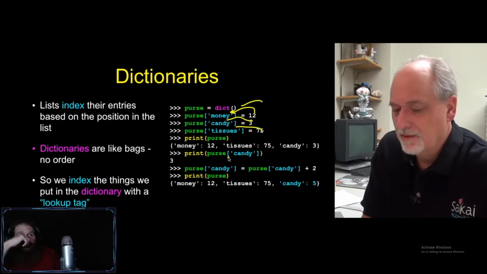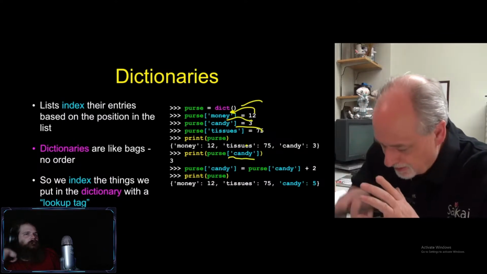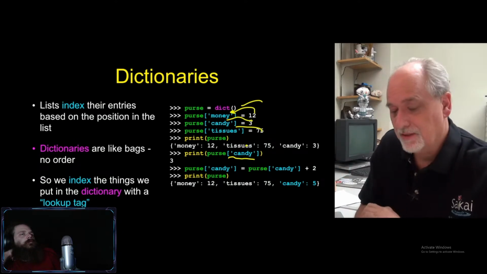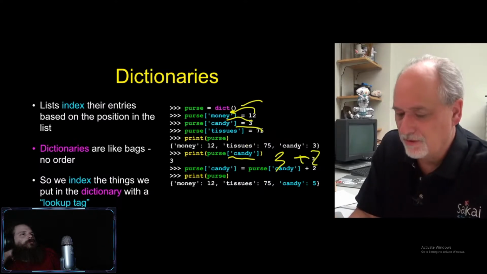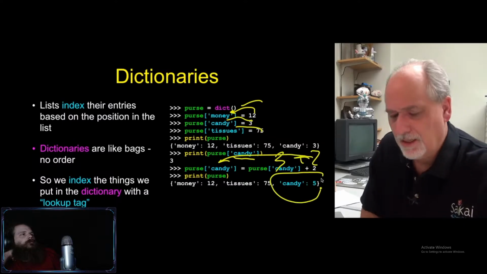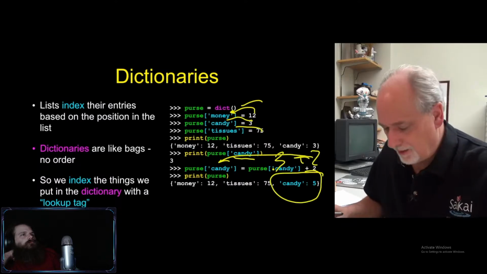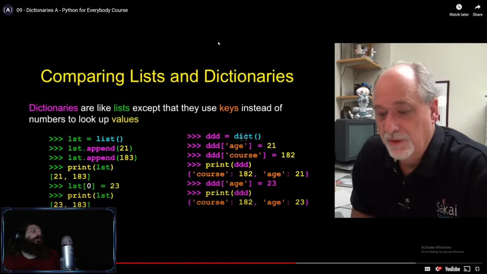We can ask, using the index operator, what is purse sub candy? And that's like saying, hey, give me back candy, and out comes the number 3. We can update stuff. So we can say, go grab the candy version, add 2 to it, make 5, and then store that back into candy. And so now we see that candy has been set up to be 5. And if you look at the difference between comparing lists and dictionaries, dictionaries are like lists, except that they use keys instead of numbers to look up values.